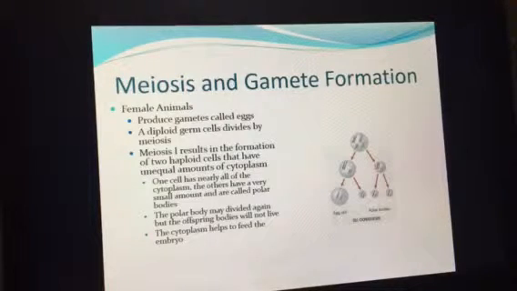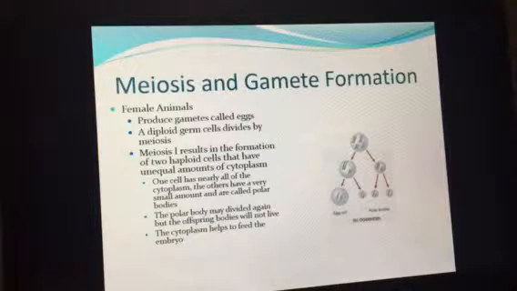Now, when a female goes through meiosis, they start with a germ cell. The germ cell will divide to form 4 haploid cells. However, only one of those haploid cells is called an egg. The egg will take in more of the cytoplasm than the other 3. And the egg is what will then be fertilized by the sperm. The other 3 are known as polar bodies. Polar bodies will be reabsorbed by the female. The polar body has the same half of the genetic information, but it has less of the cytoplasm.